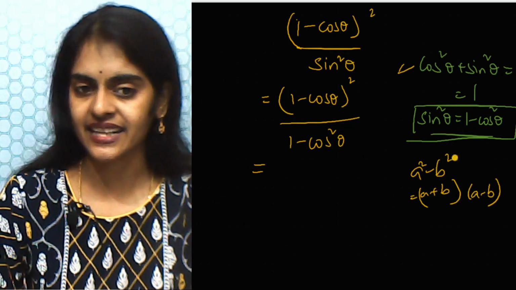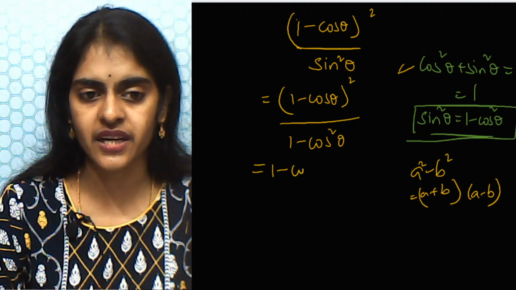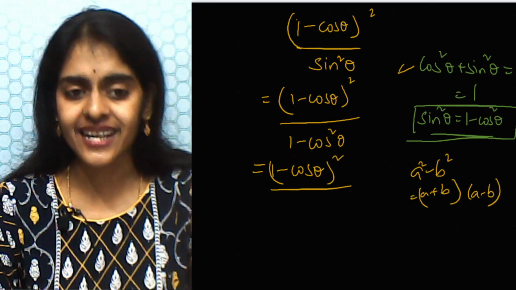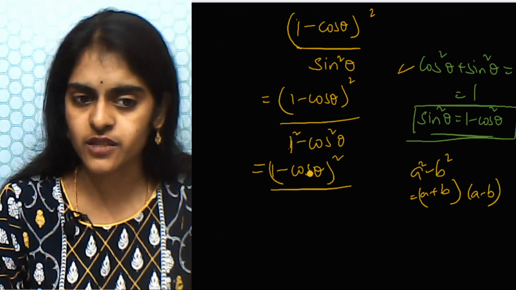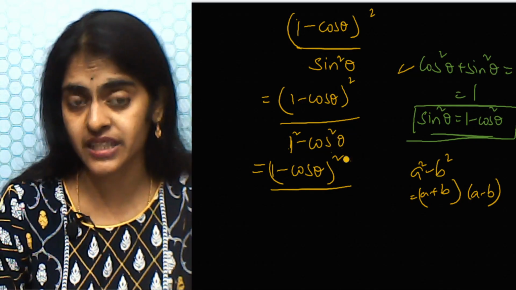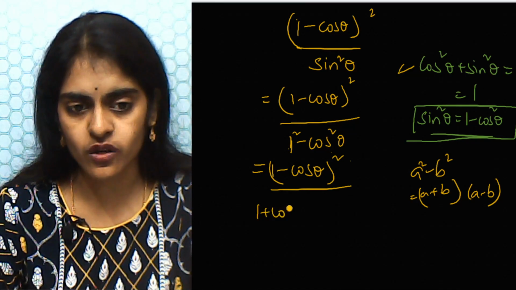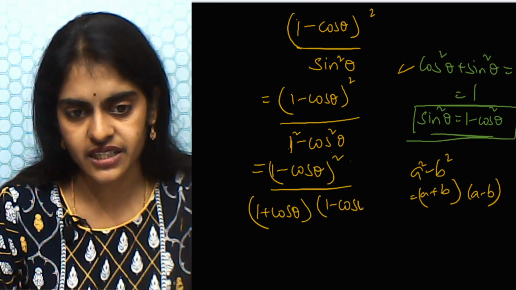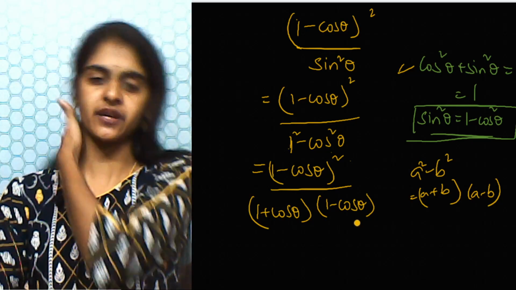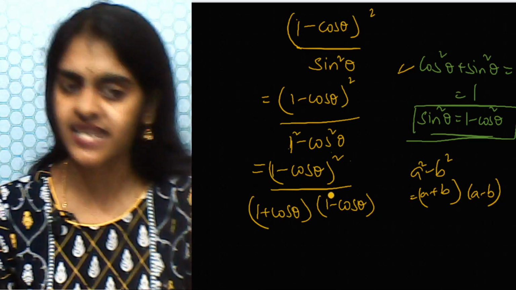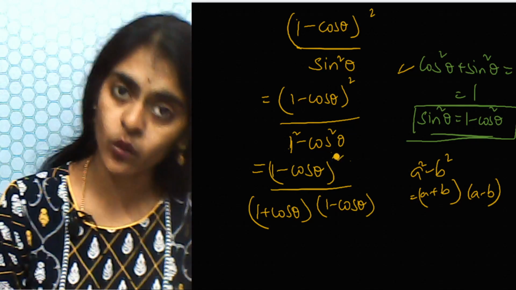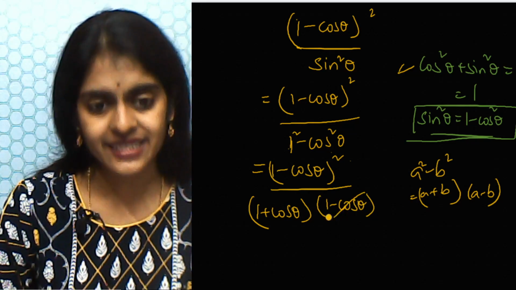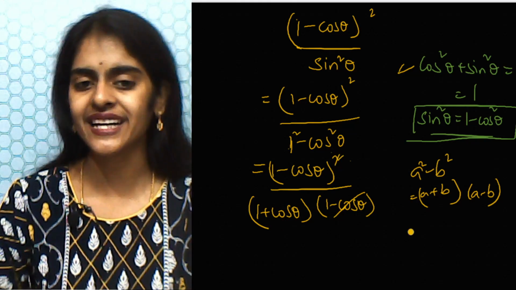Using this identity, this is 1 minus cos theta whole square divided by, like a square, 1 written as 1 square, so 1 square minus cos square theta, which is 1 plus cos theta into 1 minus cos theta. Now in this step you have 1 minus cos theta whole square in the numerator, and in the denominator you have 1 minus cos theta. So this cancels one time.